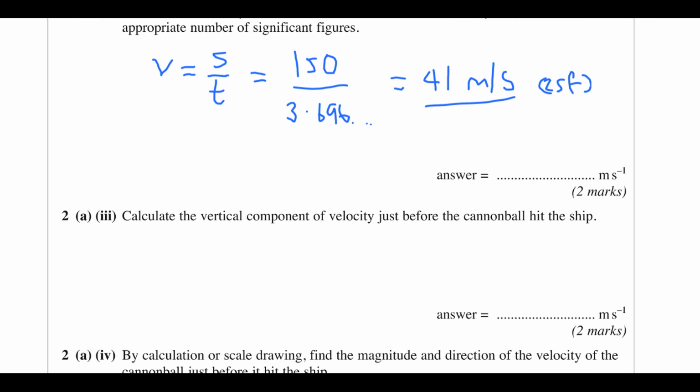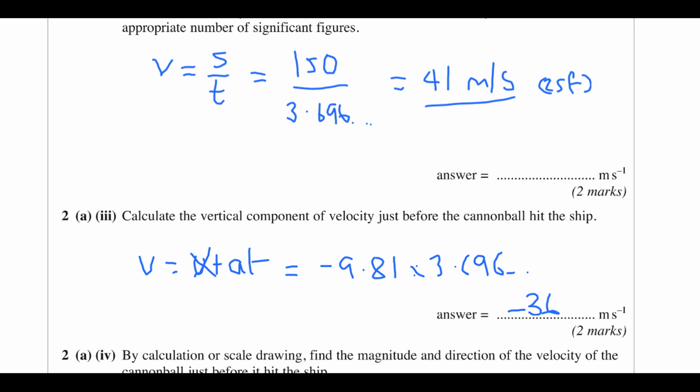Okay, so calculate the vertical component of velocity just before it hits the ship. So the equation we're going to want to use is v equals u plus at. We know u is 0, so it's just going to be minus 9.81 times 3.696. So then that's going to end up being minus 36 meters per second, or 36 downwards with a positive number. Either of those would be fine depending on which you used as the positive direction. So let's just indicate for the examiner that I'm using that direction as negative. Then it's very clear what I'm doing.